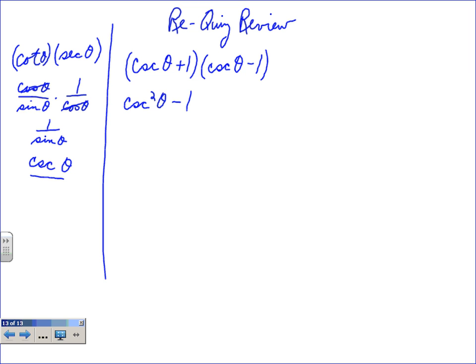If you think that that is an identity, that is one of your Pythagorean identities, and what this equals is cotangent squared theta. If you remember the one identity, cotangent squared theta plus 1 equals cosecant squared theta. And so cotangent squared theta equals cosecant squared theta minus 1.